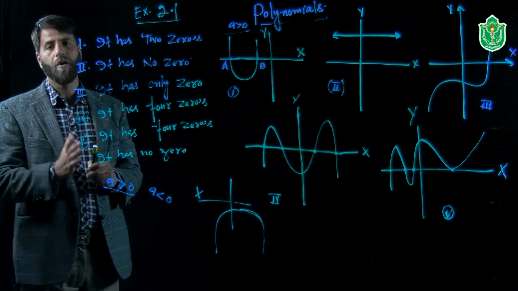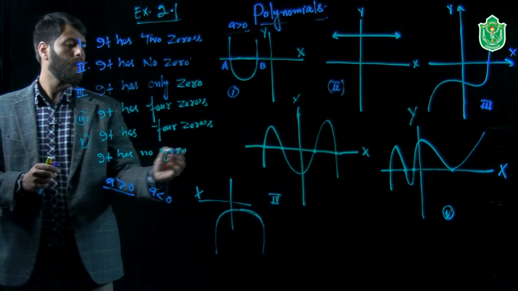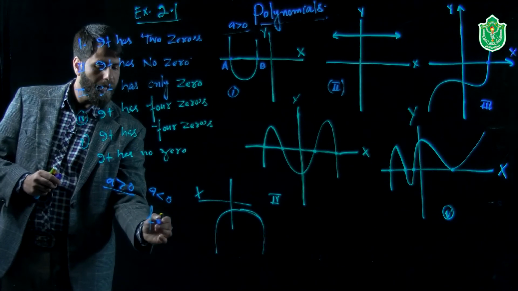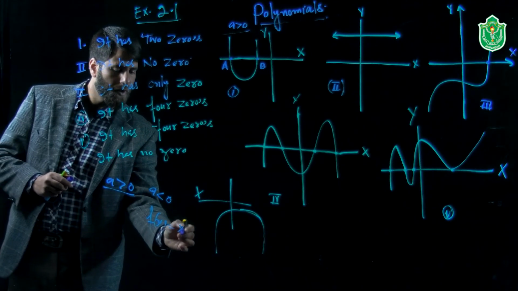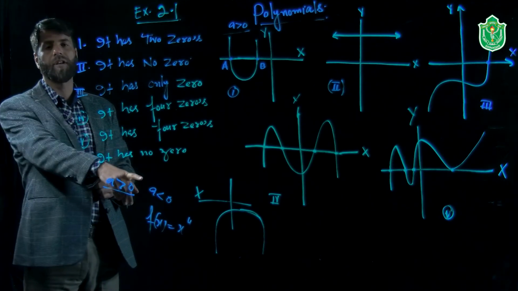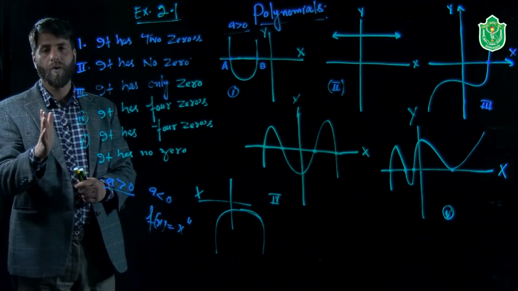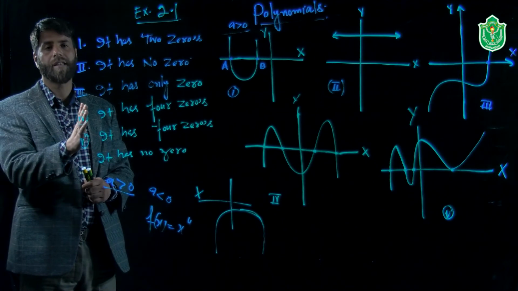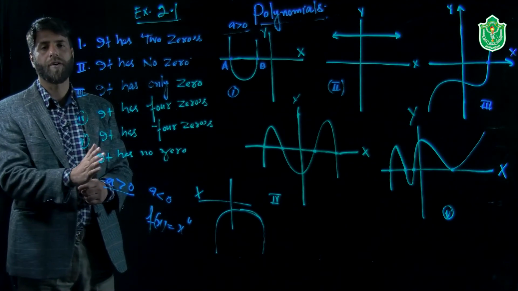And if you have a biquadratic polynomial, what is the biquadratic polynomial? It is of the form f of x is equal to x raised to the power 4. That means it has 4 zeros because it depends upon the degree. If you have a biquadratic polynomial, it will intersect the x-axis exactly at 4 points.